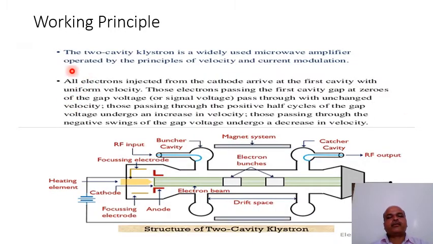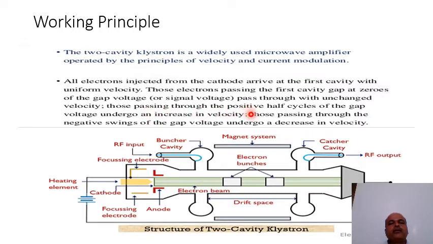So in working principle, the two-cavity klystron is a widely used microwave amplifier operated on the principle of velocity and current modulation. So this diagram with the help of these sentences is very important. When all the electrons injected from the cathode arrive at the first cavity with uniform velocity, those electrons passing the cavity gap at zero of the gap voltage or signal voltage pass through with unchanged velocity. So this sentence is important. When the gap voltage is zero, there is unchanged velocity, that is, velocity is constant.